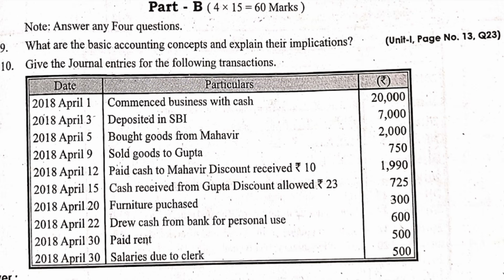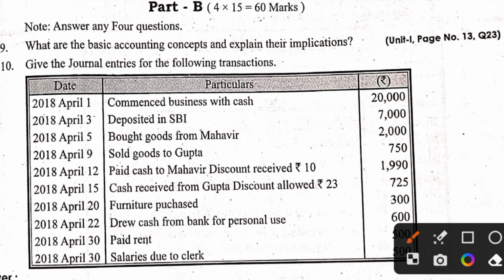Next, purchased furniture. Furniture has been purchased. If we are purchasing furniture, is cash coming in or going out? Cash is going out. For what purpose is it going out? Furniture purpose. Furniture account debit to cash account. So okay. Next, drawn cash from bank for personal use. We have drawn the cash from bank for personal use.